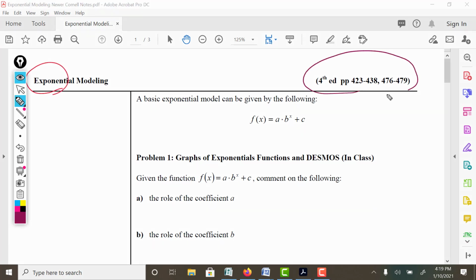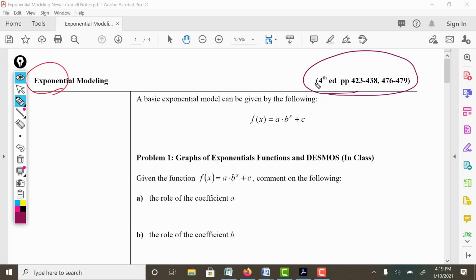Please note that there are these pages in the textbook that you can look to. I have not done any examples from there, so if you are needing more examples, may I suggest that you go ahead and seek out those pages for some more information.